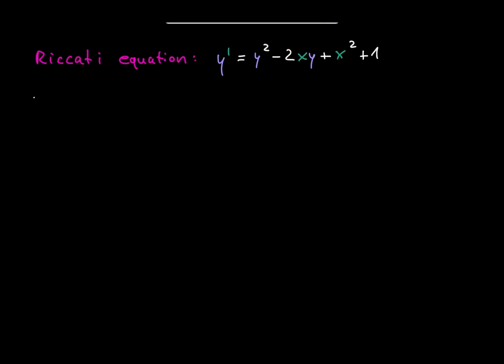First, we recognize the type. We see a y² term, so this is a Riccati equation.